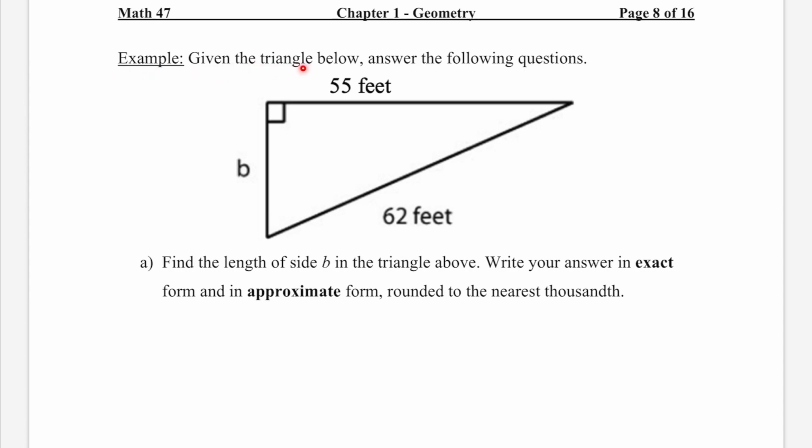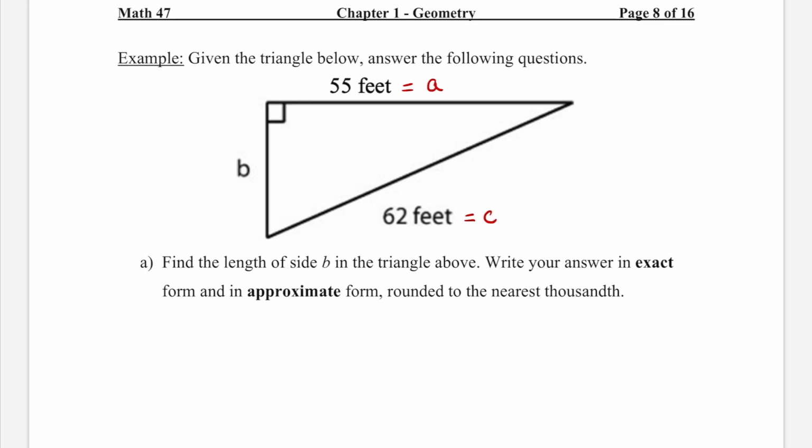Example, given the triangle below, answer the following questions. I'm given a right triangle. My leg is 55. The other leg is unknown. My hypotenuse is 62. So the hypotenuse is always C. Let's call this C. And this leg, call A, because they already call it B. So A squared plus B squared equals C squared.